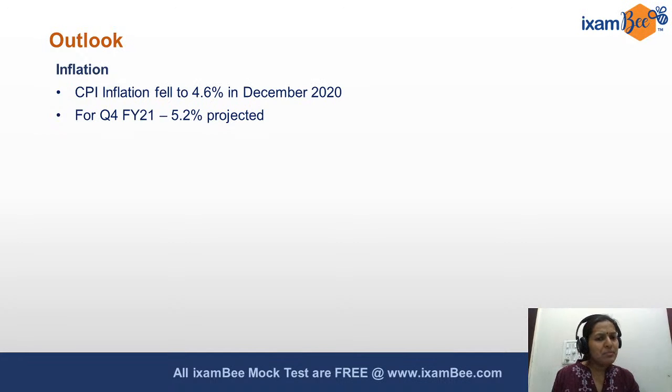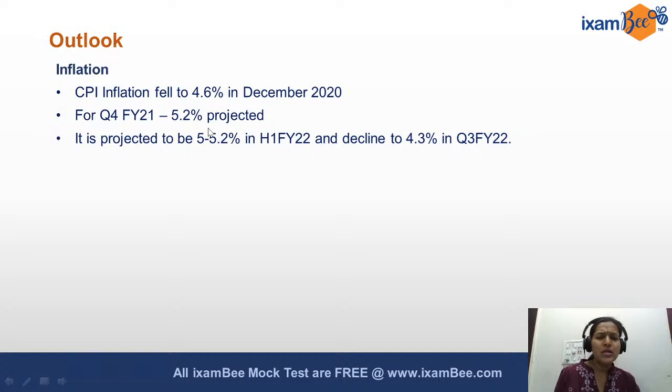For exam purpose, you don't need to remember the inflation targets and projections per se by RBI, and definitely not for the different quarters. Overall you can have a view. So they are saying in the range of 5%, so that is enough for you to remember. For next year also they are saying that it will remain in a similar range and then have a declining bias. So in the first half they expect it to be in the range of 5 to 5.2% and then decline to 4.3% in the 3rd quarter of next financial year.